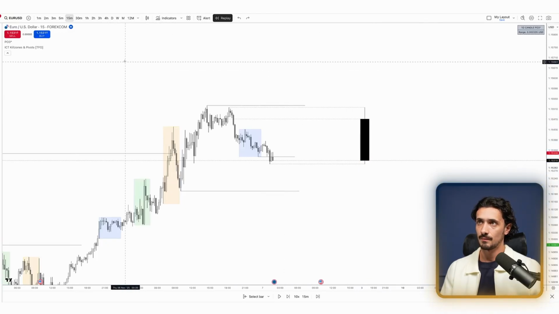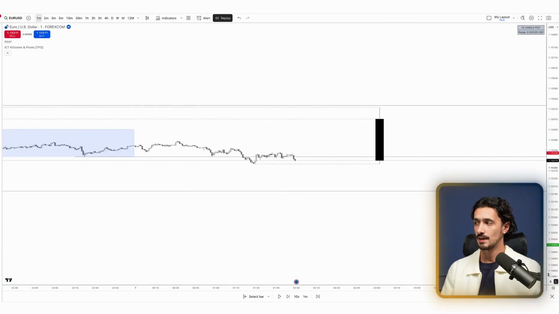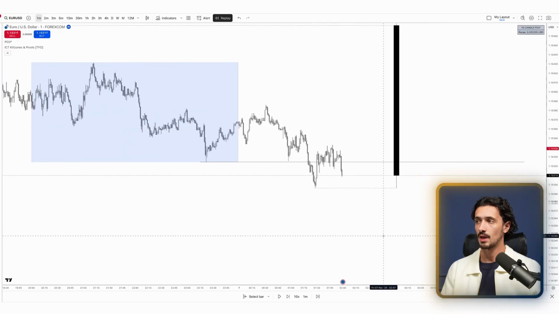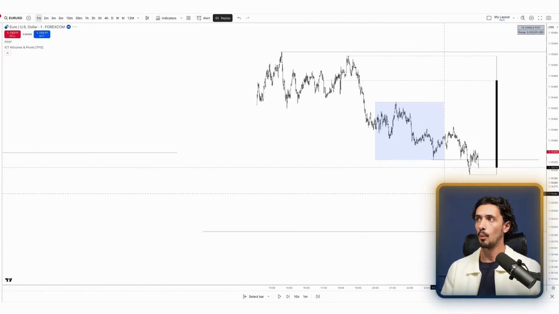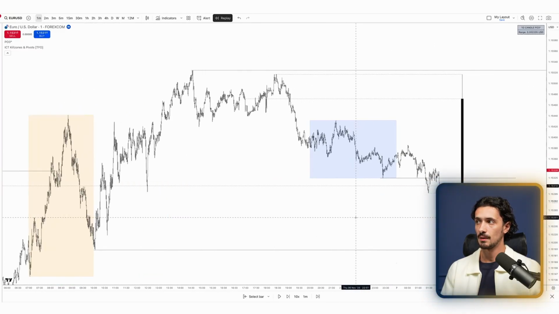Now we're in here. New York is about to hit 2 a.m., which means London session opens. I'm waiting for a lower time frame shift, 1-minute structure. So for me, my 1-minute structure, again, you can very clearly see it.